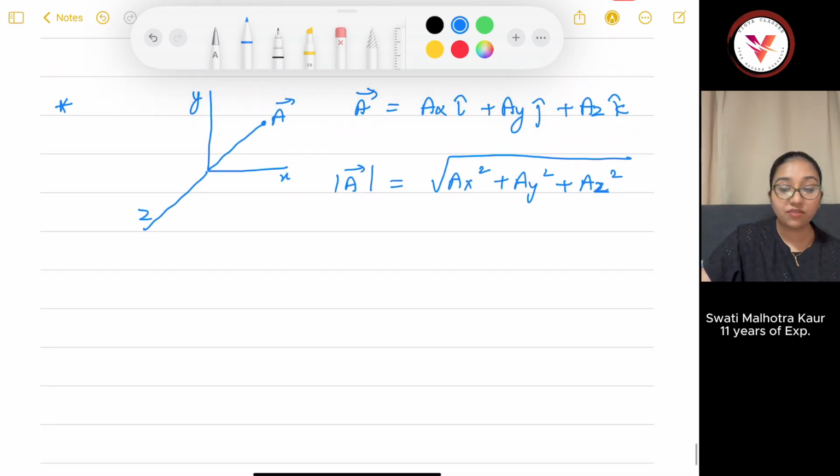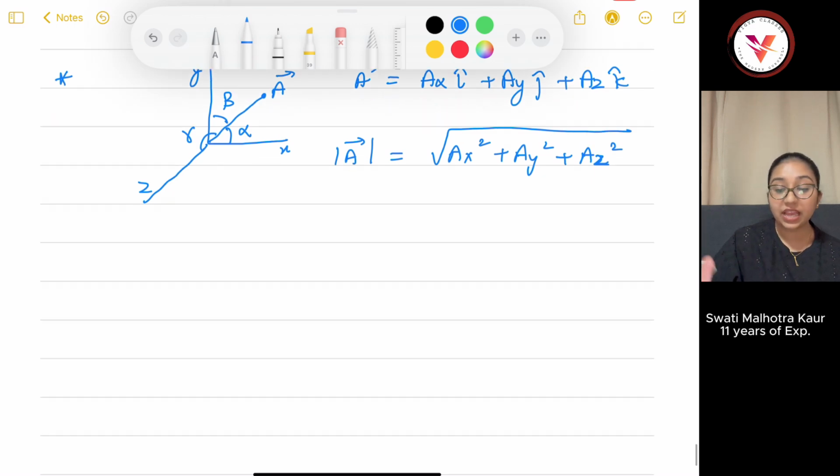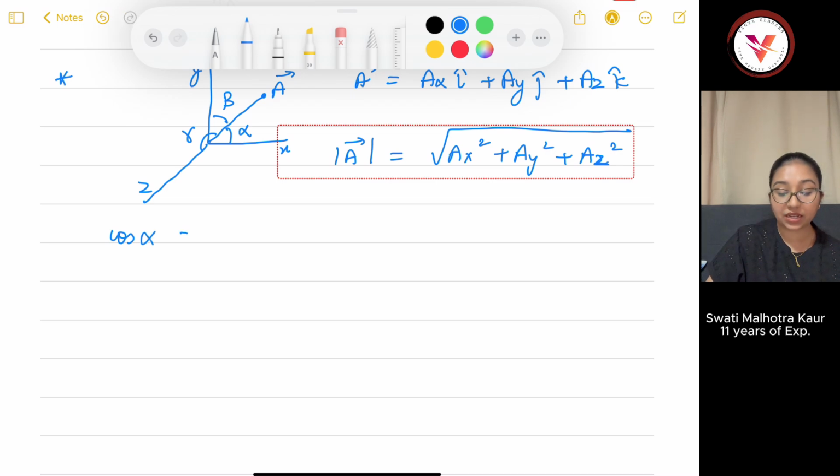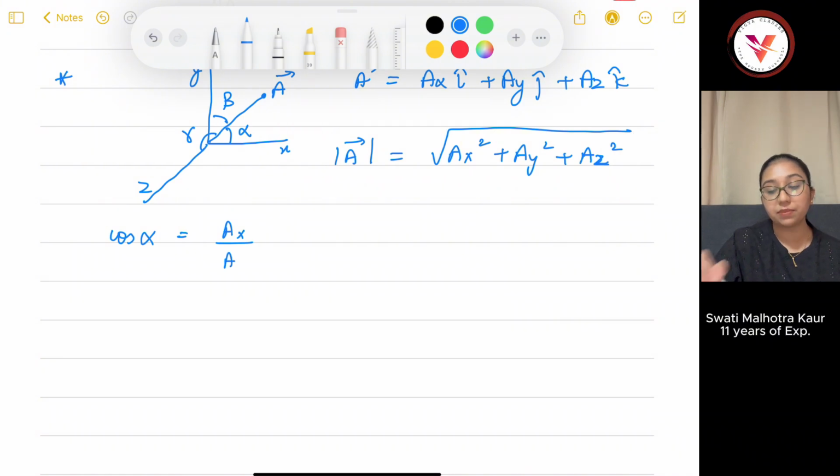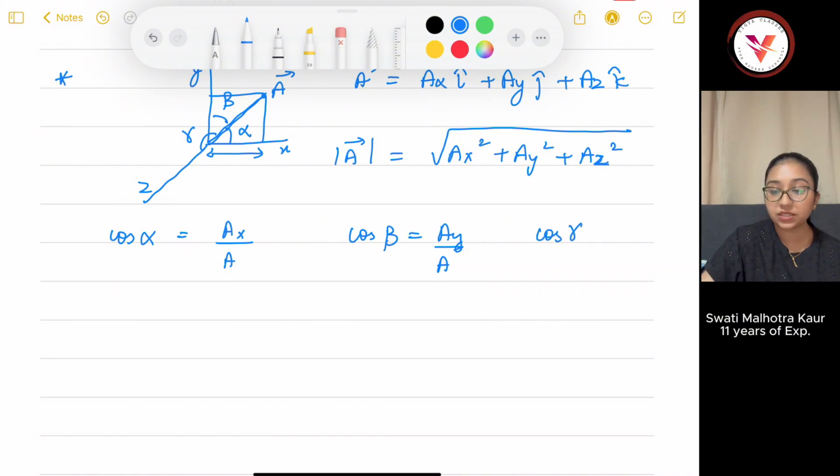In this, the vector A makes an angle of alpha with the x-axis, beta with the y-axis, and gamma with the z-axis. And we can use the cosine. Cos alpha, the angle with the x-axis, can be determined as its x component divided by A. It is like this is the base and this is the hypotenuse. Similarly, for the y component, it is cos beta, which is Ay by A, the magnitude, and cos gamma is Az by A. It is base by hypotenuse.